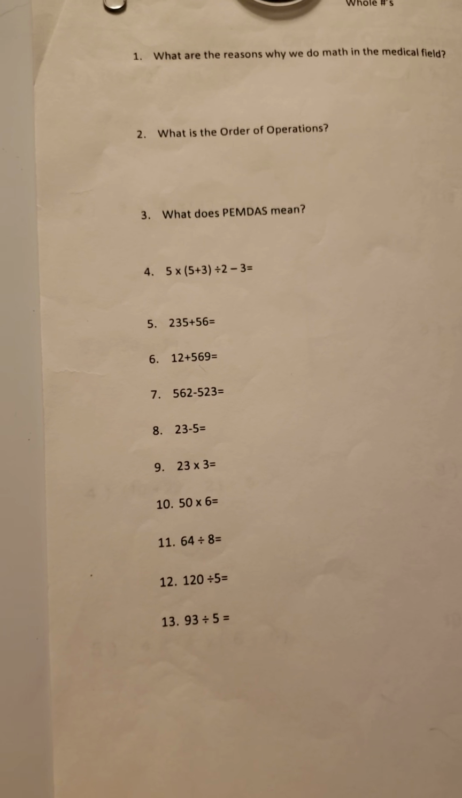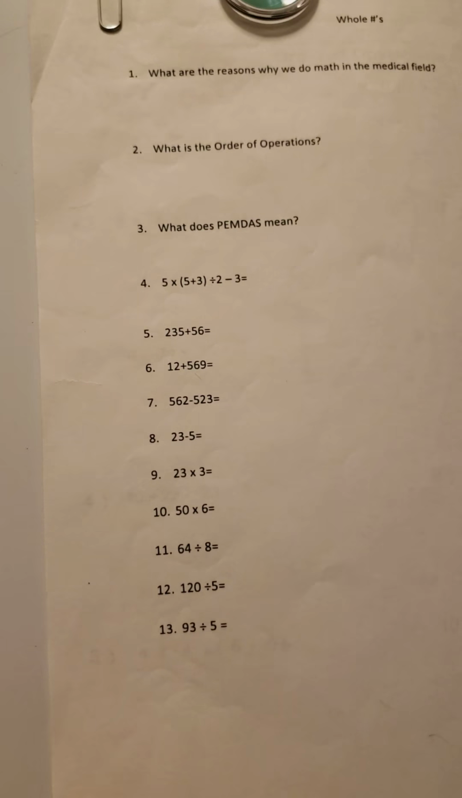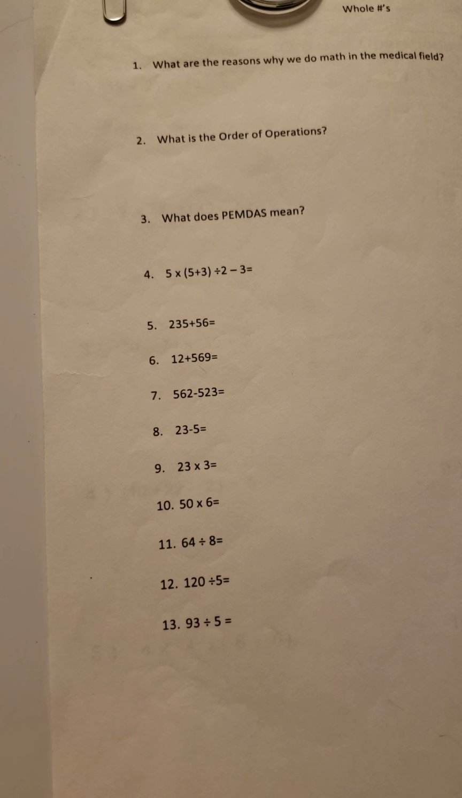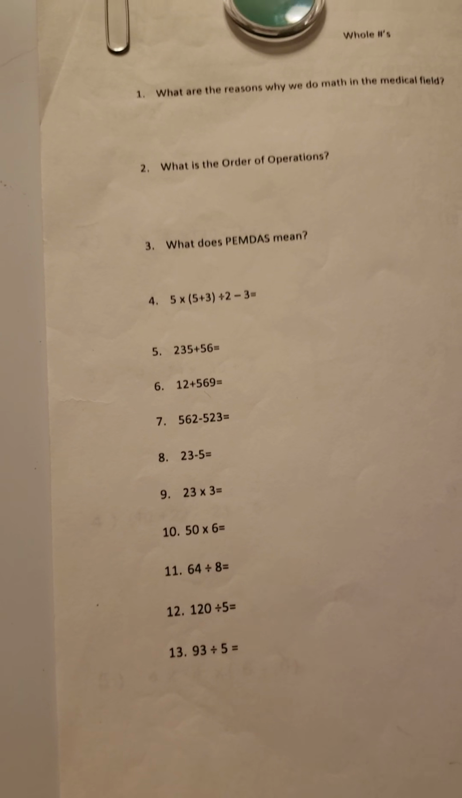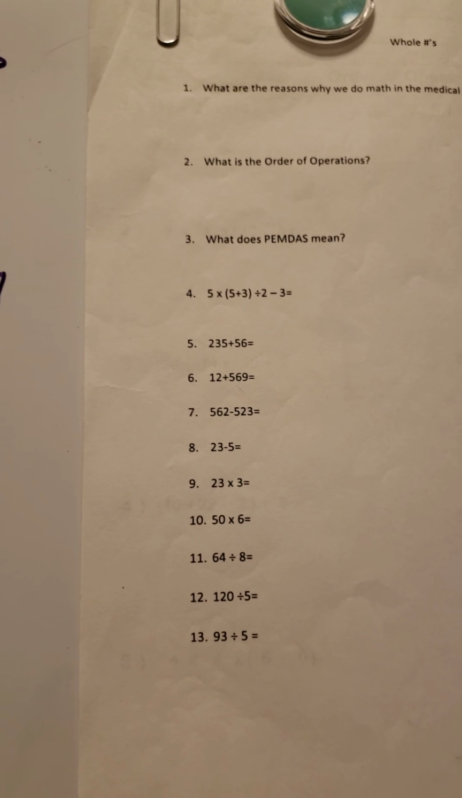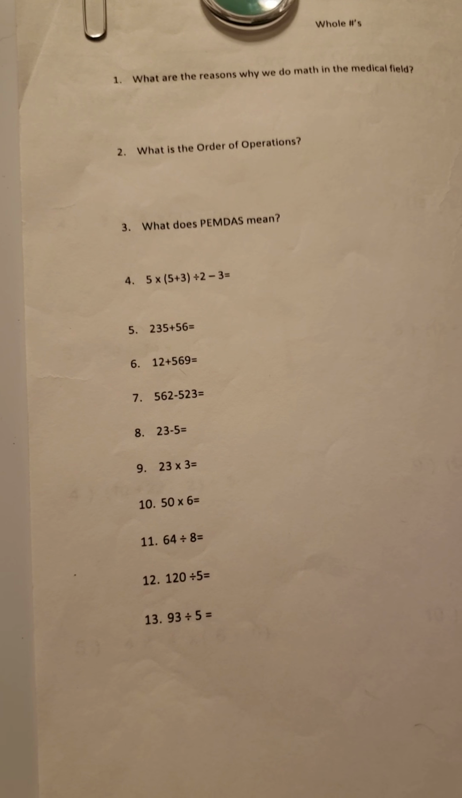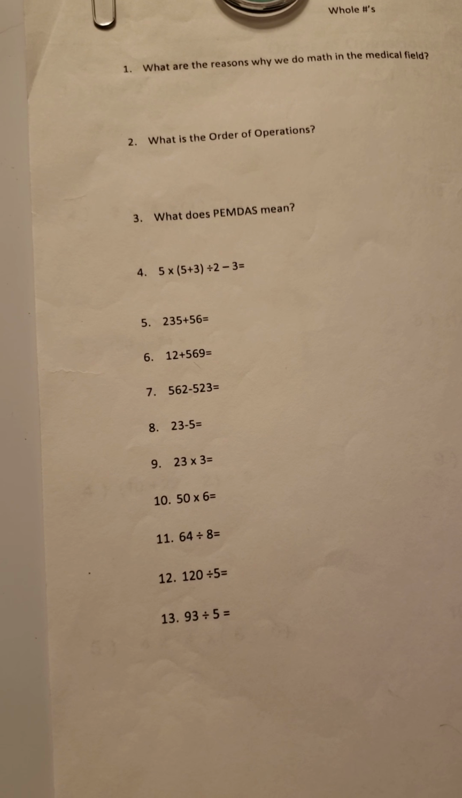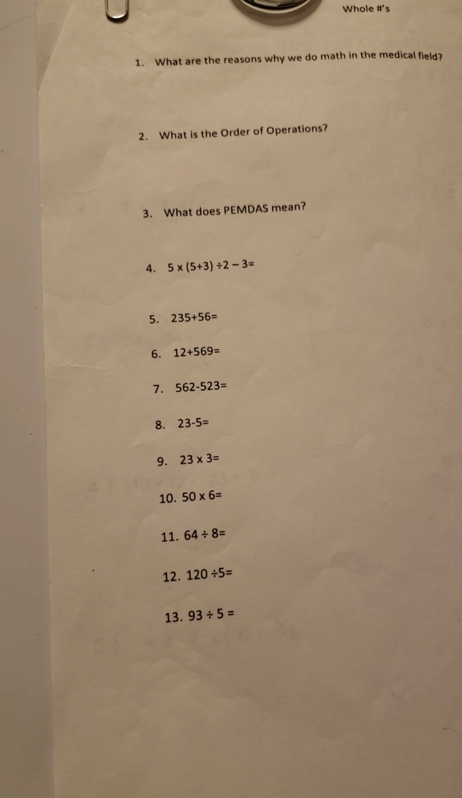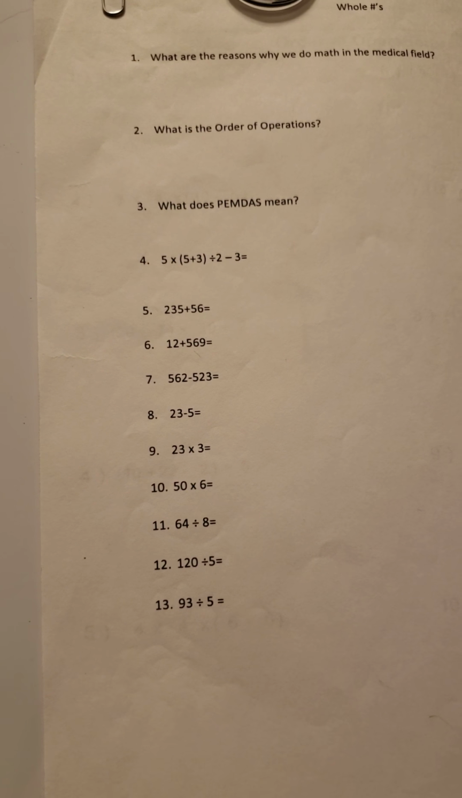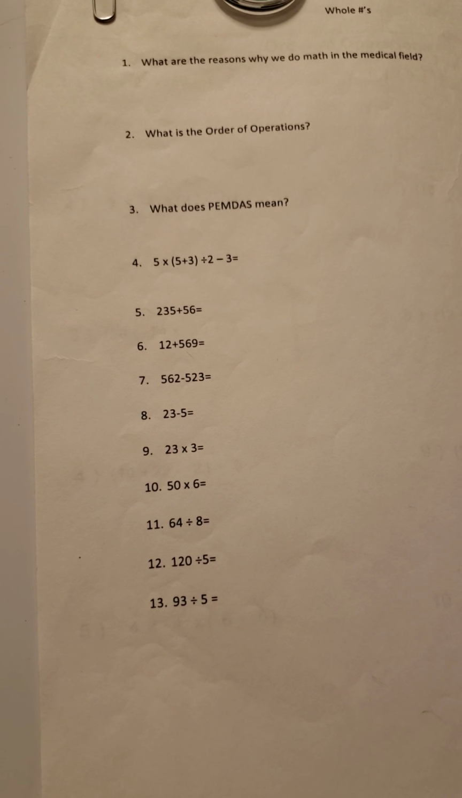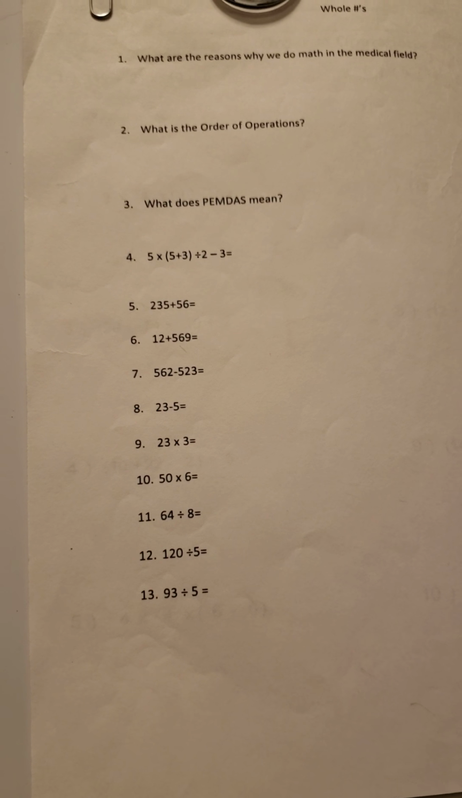Okay, for number 5 and 6, those are just adding whole numbers. You can just go ahead and use your calculator for those. Number 7 is subtracting. You can just use your calculator for those. Number 9 is multiplication. You can use your calculator for those ones as well. Number 11 is division. You cannot use a calculator for division.